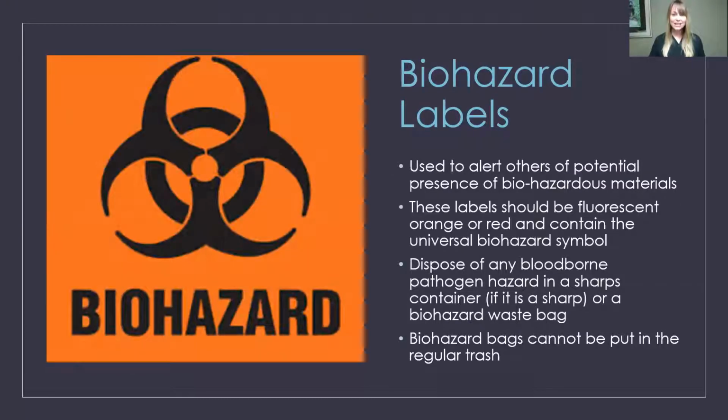Biohazard labels. These are used to alert others of potential presence of biohazardous materials. These labels should be fluorescent, orange, or red and contain the universal biohazard symbol. Dispose of any bloodborne pathogen hazard in a sharps container, if it is a sharp, or a biohazard waste bag. Biohazard bags cannot be put in the regular trash.